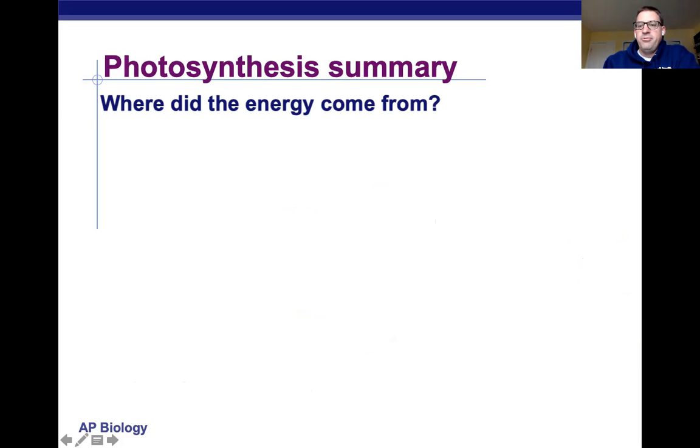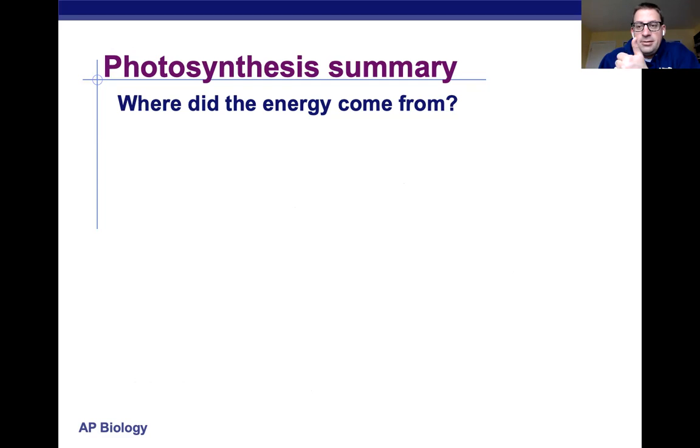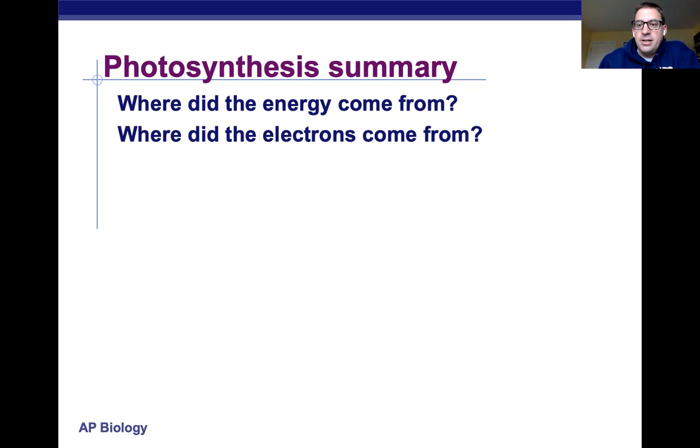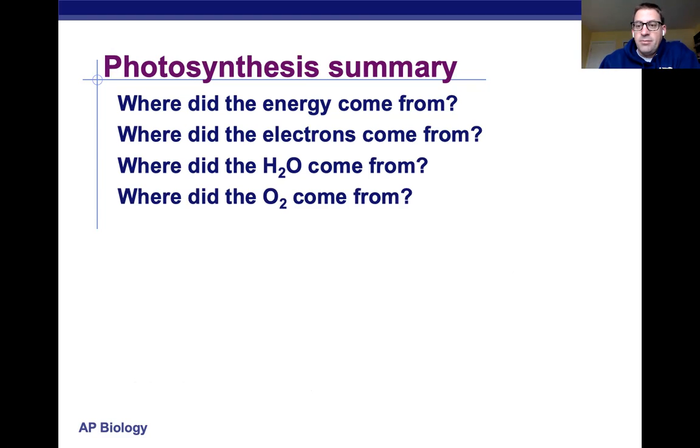Okay, so brief summary of photosynthesis. Where does the energy come from? The sun. Where did the electrons come from? Water, right? Water being split. Where did the water come from? Got absorbed in through the roots. Where did the oxygen come from? It came from the splitting of water. Where did the oxygen go? It diffused out of the thylakoid, out of the chloroplast, out through the stoma of the leaf to the atmosphere.